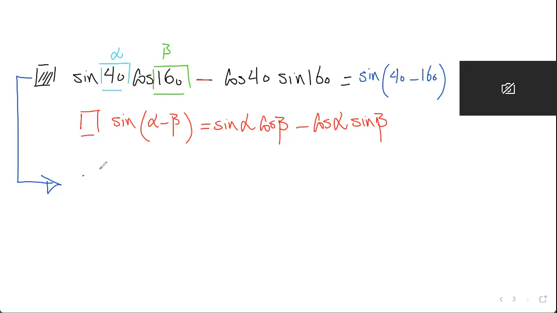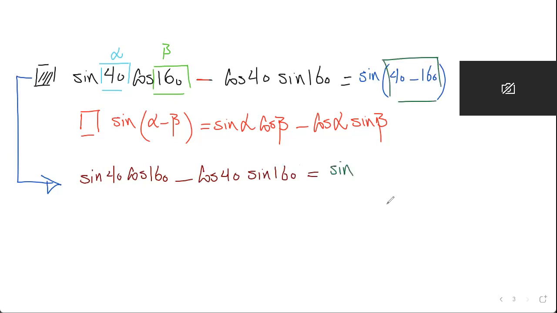Then you see that we can rewrite sine 40 cosine 160 minus cosine 40 sine 160 just as the sine of 40 minus 160, and you know that 40 minus 160 becomes how much? Minus 120. Right? Then you see that you are not done yet. You have just started because you have to do further simplification. That's why I ask you to be very attentive right now. The sum of these two expressions gives you one single expression, and this is the sine of minus 120.